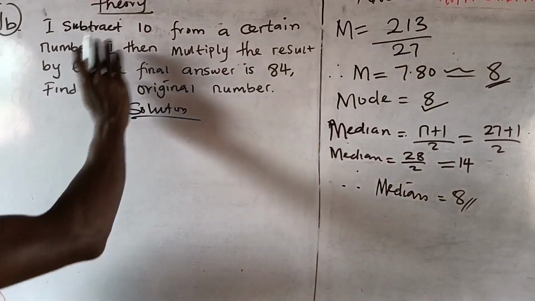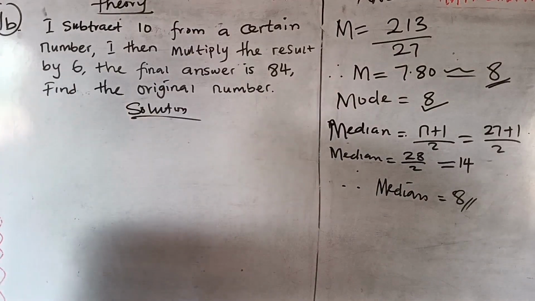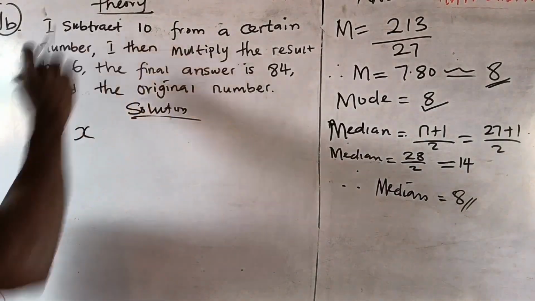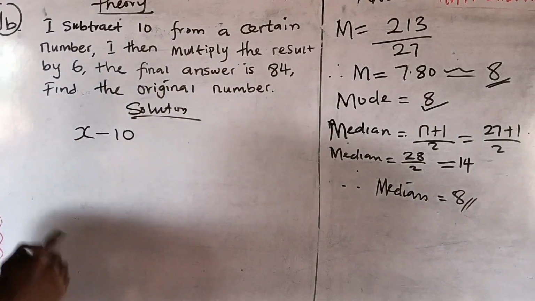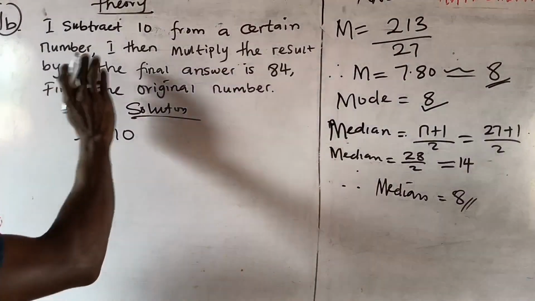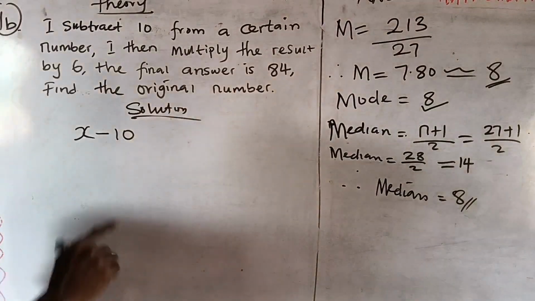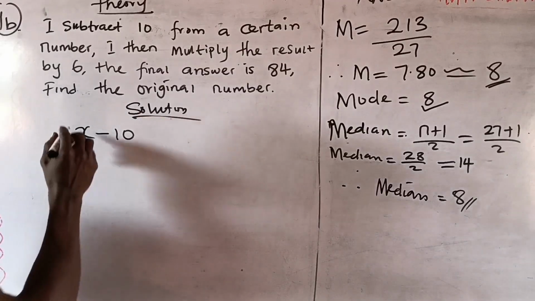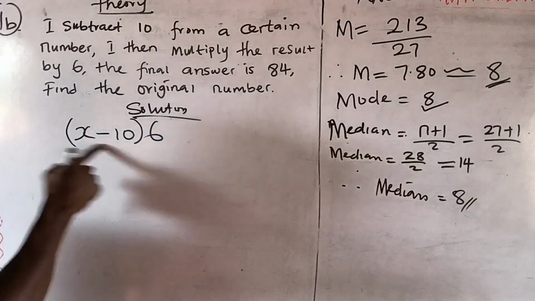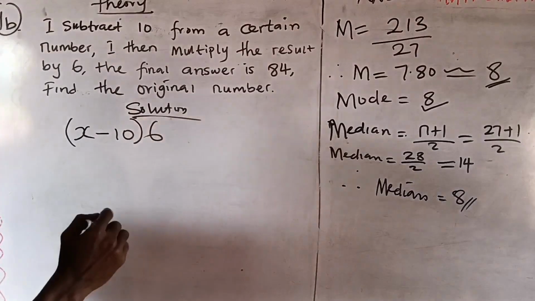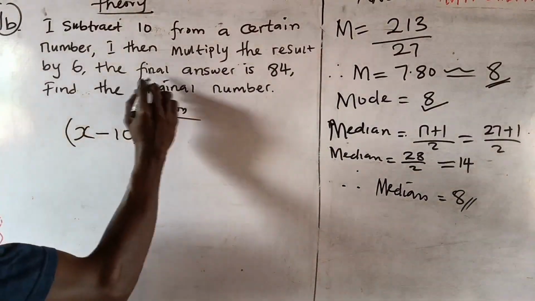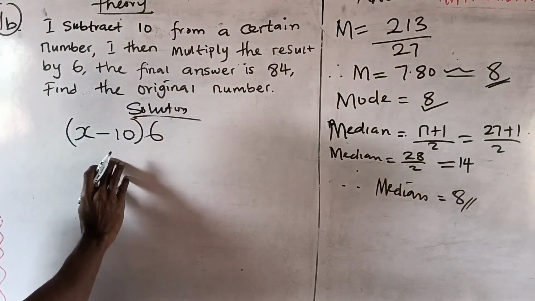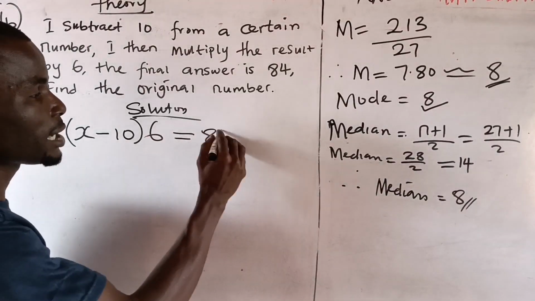Solution. I subtract 10 from a certain number. We don't know the number yet, so we take the number to be the unknown, which is x. So I subtract 10 from that unknown, that is x minus 10. Are you following? I then multiply the result by 6. After you subtract 10 from the unknown, you multiply the result by 6. Whatever we get here, we are going to multiply it by 6. After then, the final answer is equal to 84.